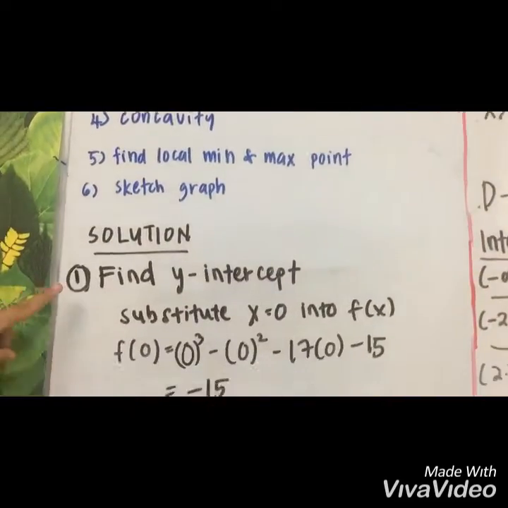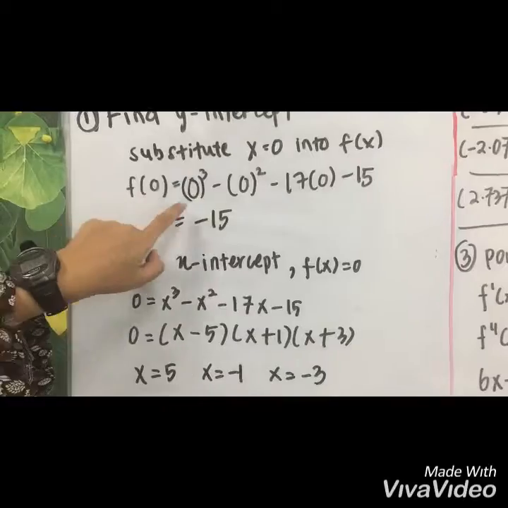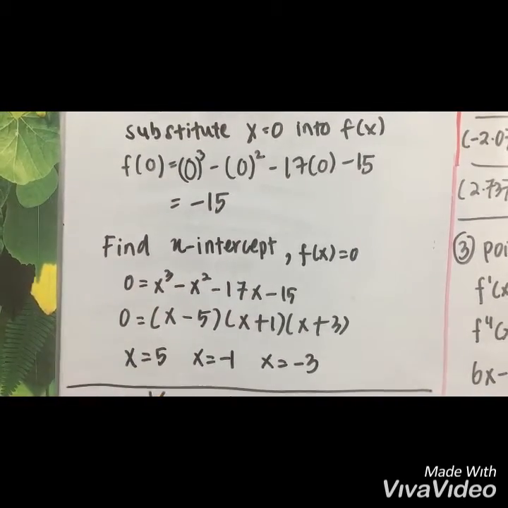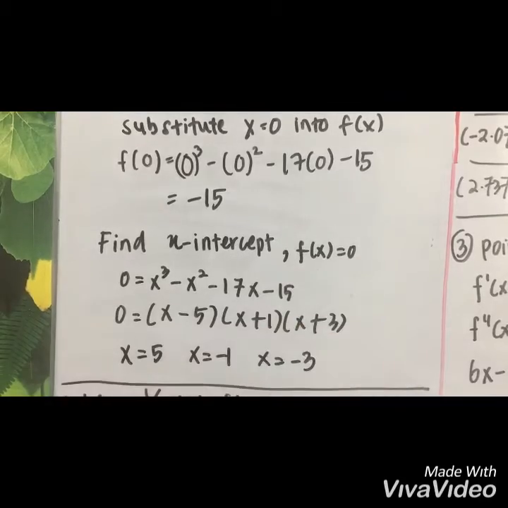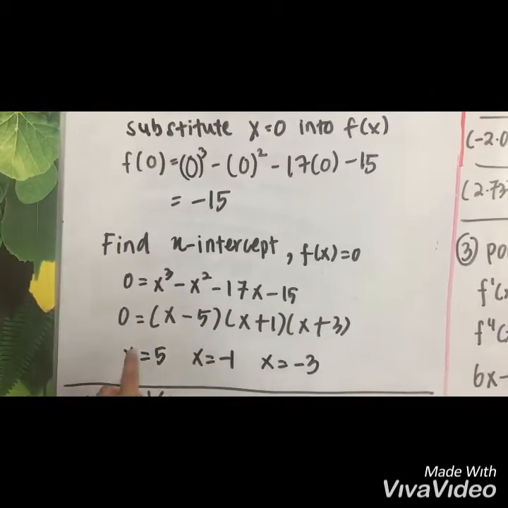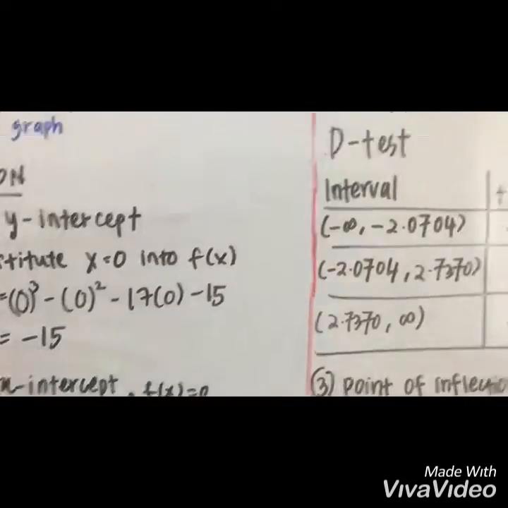graph. In order to find the y-intercept, we have to substitute x equals 0 into the function of x, and we will get negative 15. And then, in order to get the x-intercept, we have to equate the function of x to 0. 0 equals x cubed minus x squared minus 17x minus 15, and we'll get x equals 5, x equals negative 1, and x equals negative 3.